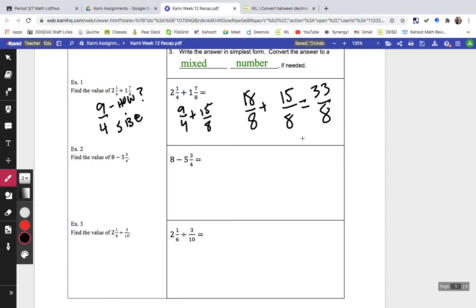So that simplifies to 4. 8 goes into 33 4 times with 1 left over, and 1/8. 4 and 1/8.